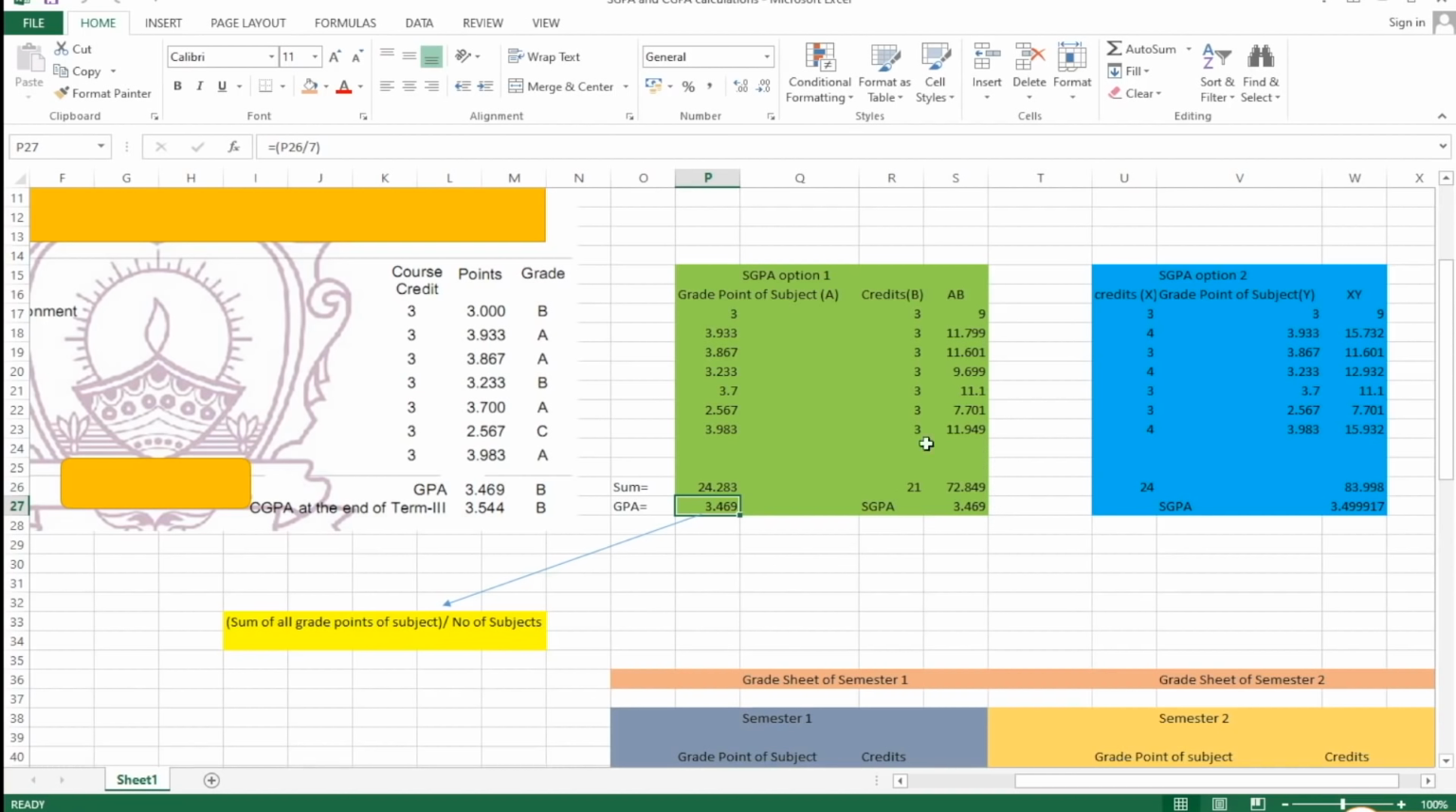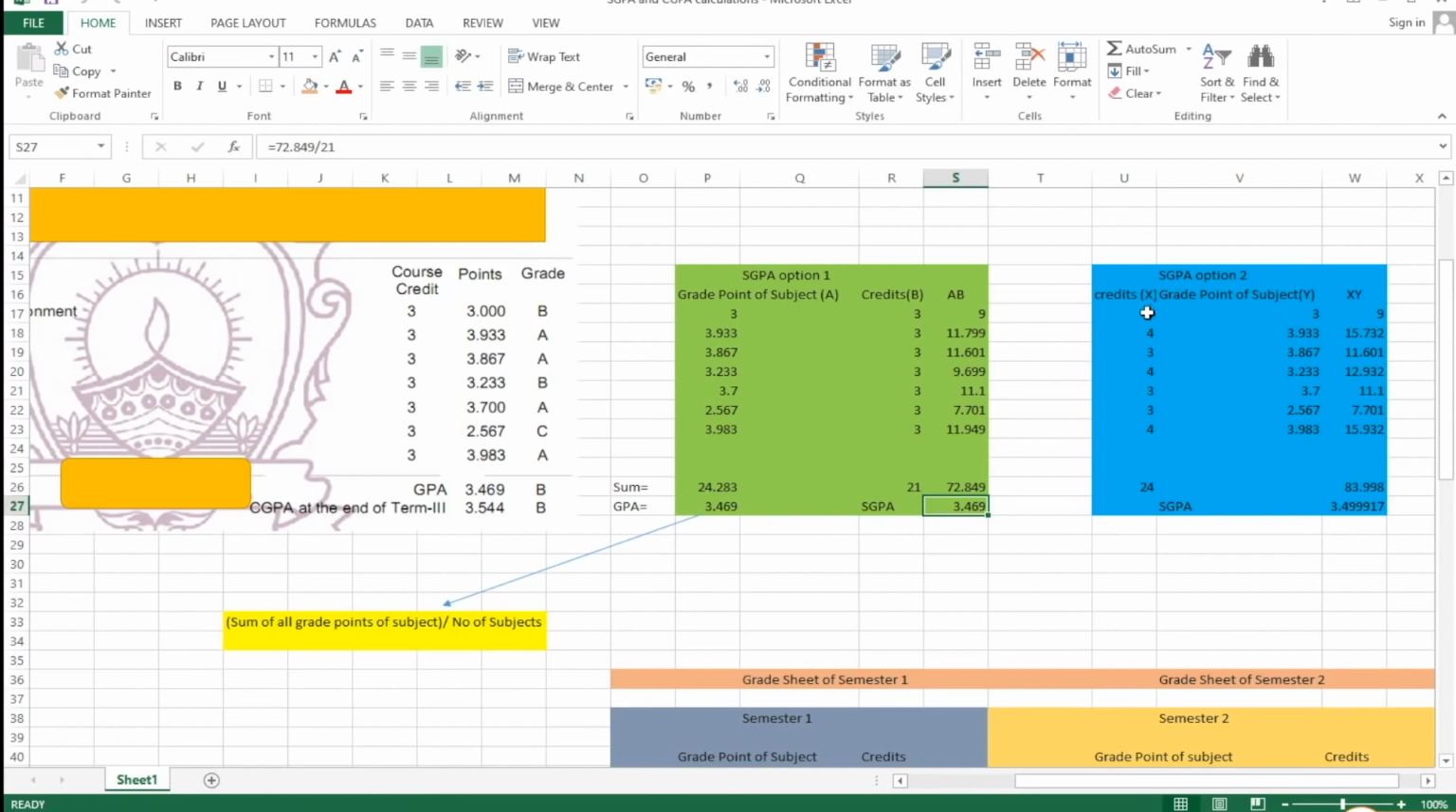Now you can say, sir, for SGPA also this is coming out to be the same, whereas the method of calculating is different. What we have done is, we have multiplied column A with column B to get the product AB, and then we have gone in for doing the total, and then we have gone in for dividing this total with the total number of credits, and ultimately we have gone in for getting the value of SGPA. Now since the credits are equal, this value happens to be same, but actually if we go through the option 2, we will find the difference.